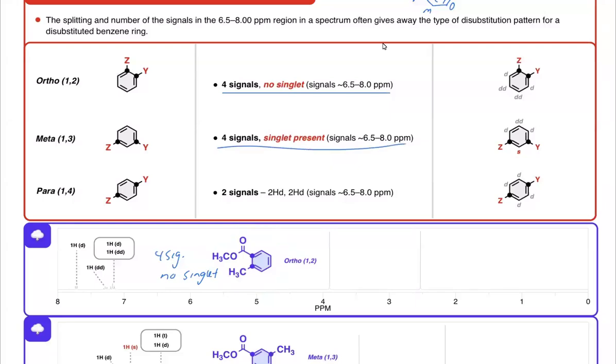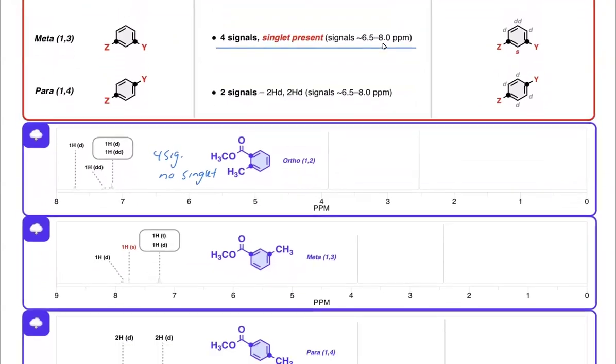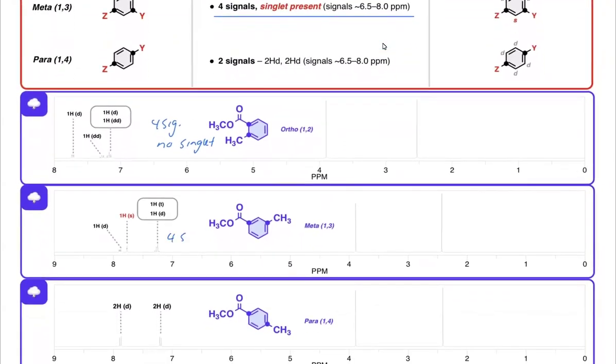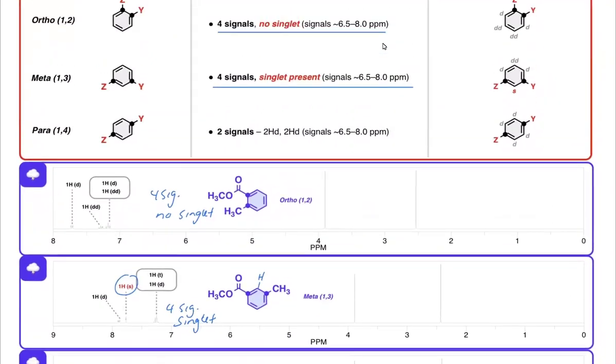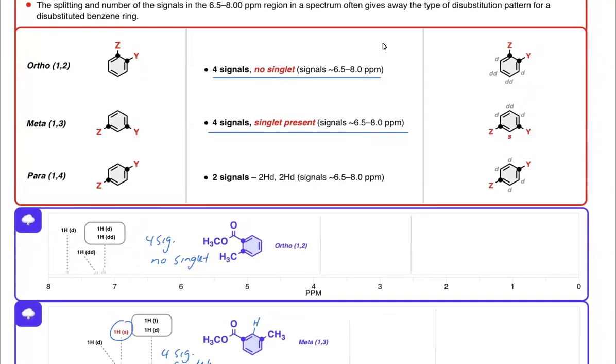Now you'll notice with the meta-substituted ring, when the substituents are 1,3 away, we're also going to see 4 signals in the Aryl region of 6.5 to 8, but there would be a singlet present, which is representative of the hydrogen between the 2 substituents. So on the spectrum, you'd see in that Aryl region 4 signals, but then there would be a singlet present. 4 signals and a singlet indicates a meta-disubstituted ring. So ortho and meta both make 4 signals. Meta has the singlet, ortho has no singlet. With the ortho substituted ring, each of the signals will be split.